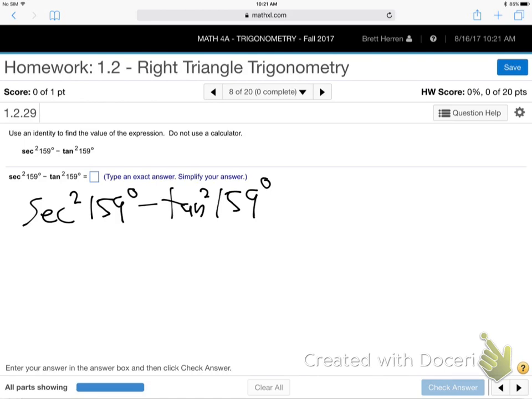Yeah. Is it tangent? Is it 1 minus the sine 159 over? You know what I'm going to do? Yeah, there's a couple tricks here. This is pretty tricky. This is like one of the hardest ones. I'm going to break it down.